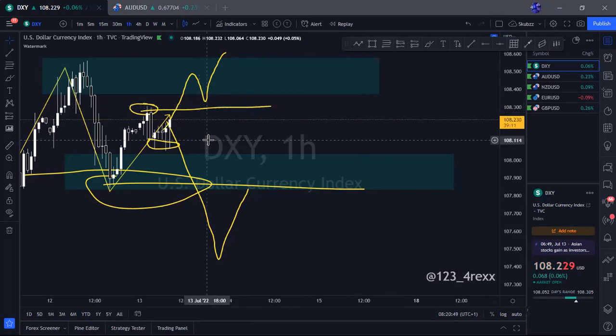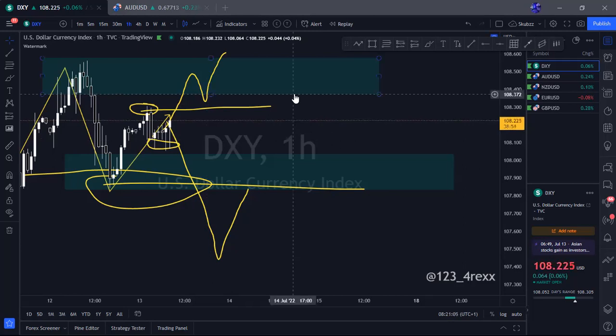And understand that DXY is not just EUR/USD. EUR/USD has more than 50%, but it still comprises USD/JPY, USD/CAD, I think Swedish krona, and USD/CHF, I think so. So always just know that DXY is not just EUR/USD. EUR/USD has the highest weight, but it's not just EUR/USD.